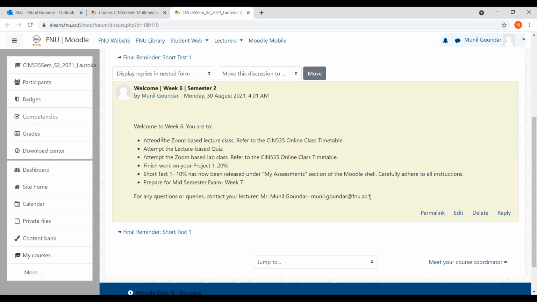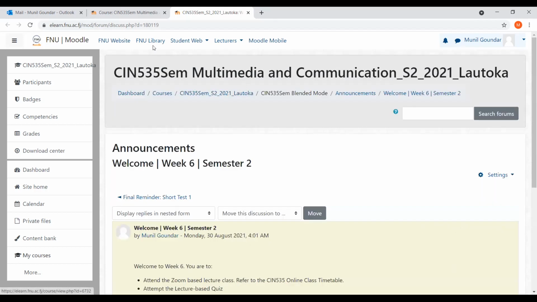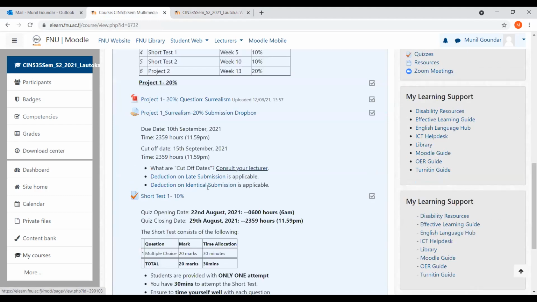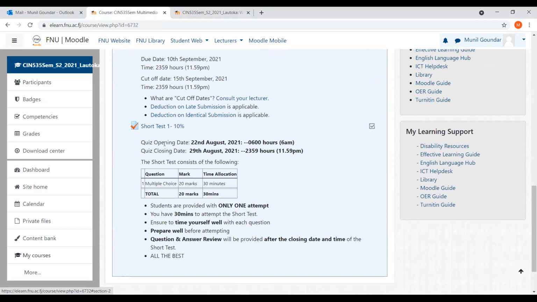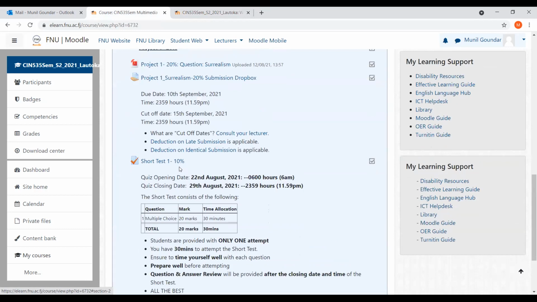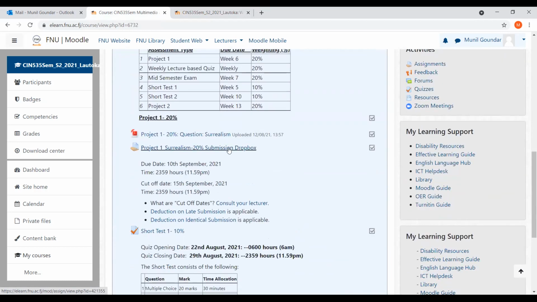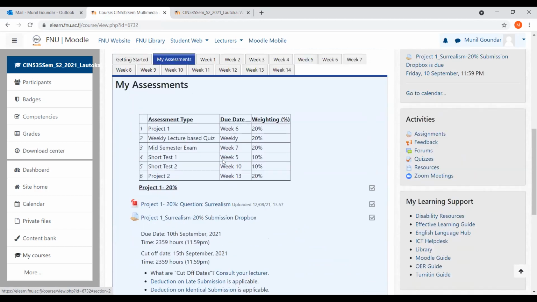Moreover, your mid-semester exam is in week 7. So please ensure that you are revising well and preparing yourself very well for the mid-semester exam. For your short test one, it was released and it has already been closed on Sunday. I hope you have attempted your quiz. Moreover, for the mid-semester exam, it will be up this week Sunday, and it will close on week 7 Sunday. So please do ensure that you are revising well for your mid-semester exam.